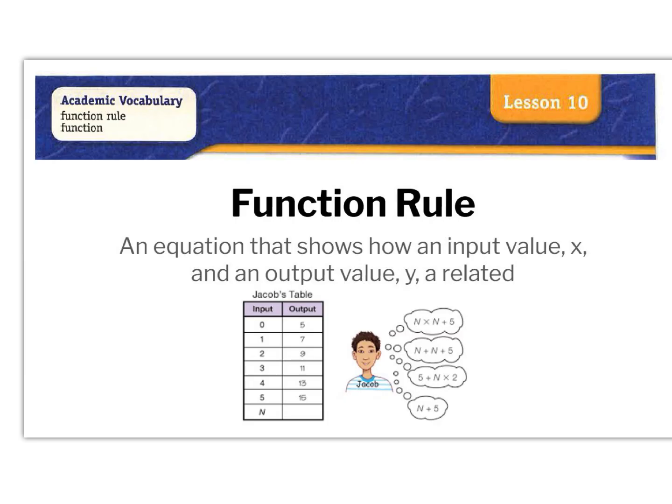Okay, our first word is function rule. This is an equation that shows how an input value x and an output value y are related. So if you look here, here's an input and output table. This just gives the inputs and the outputs. But then over here, you can see this person is asking, what is the rule? How do I get from 0 to 5? And then also 1 to 7 and so on.